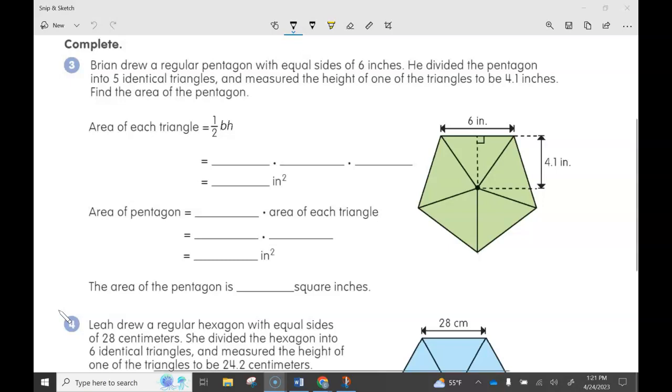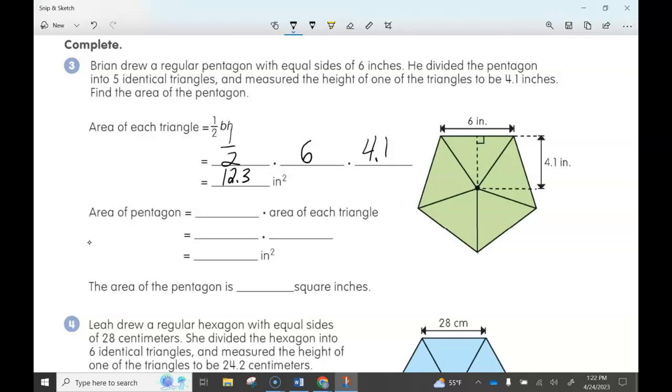We need to understand the base and the height for each triangle, and then from there we can find the area of the pentagon. Remember, the formula for the area of a triangle is 1/2 base times the height. So we're going to plug in the numbers in the formula. We take 1/2. The base for each triangle is going to be 6. Where am I getting that from? The base is 6, which is right here. What's the height? Remember, the height has to be perpendicular to its base. So 1/2 times 6 times 4 1/10. And again, this is just finding the area of one triangle. That's going to give us 12 3/10 inches squared. So that's just for one triangle.